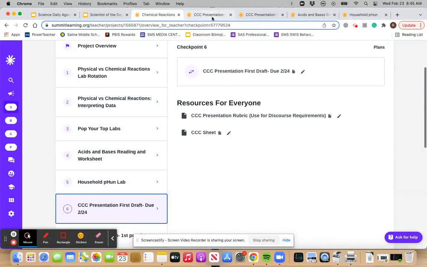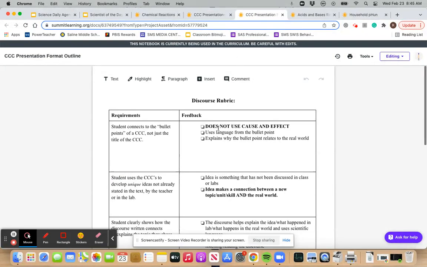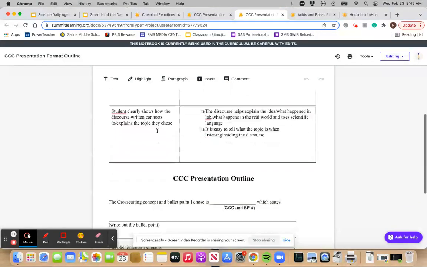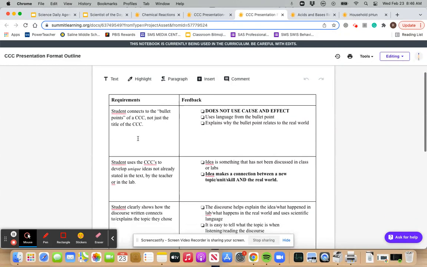So, checkpoint 6. Oh, that's the practice one. Okay. Looks like this. The first thing that you're going to see is the kind of discourse rubric. So, the things that you need to make sure that you do as you write what you're presenting in discourse format. Okay. So, the requirements are here. As you can see, I do not want you using cause and effect. And I'm also going to add patterns bullet point 3. Okay. So we are not using cause and effect for this one.